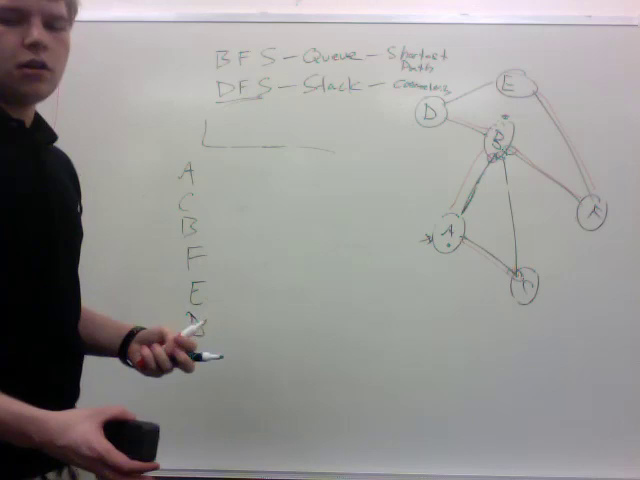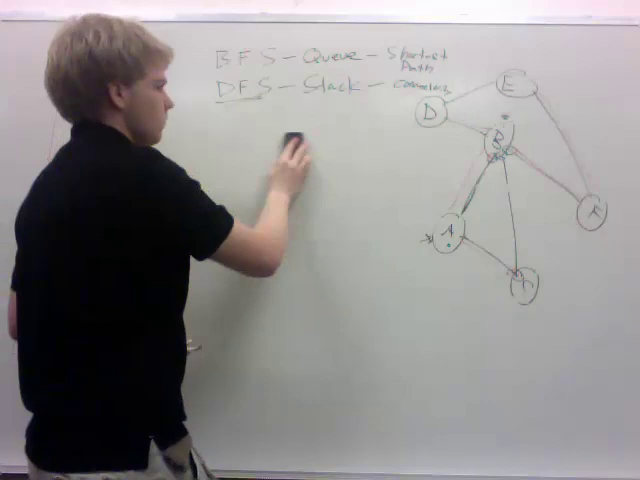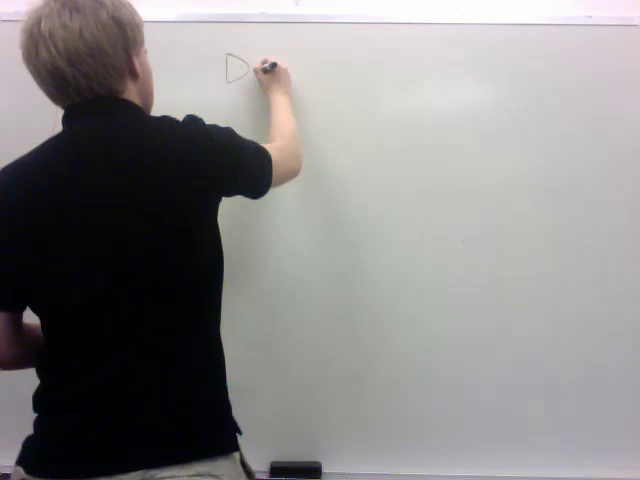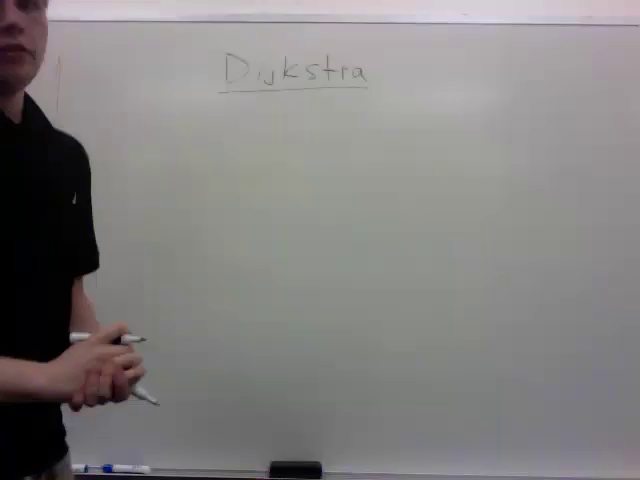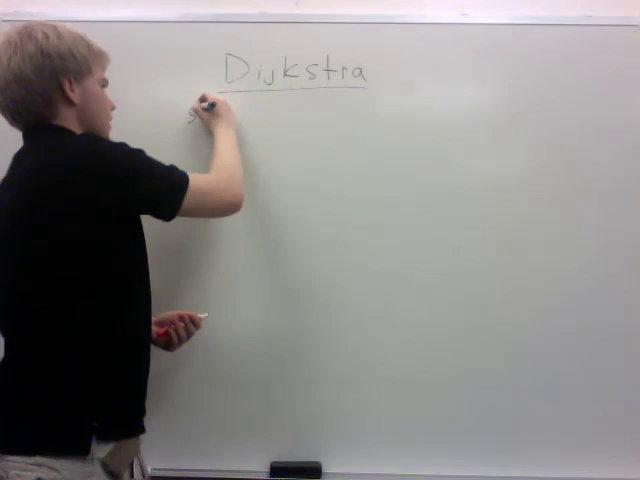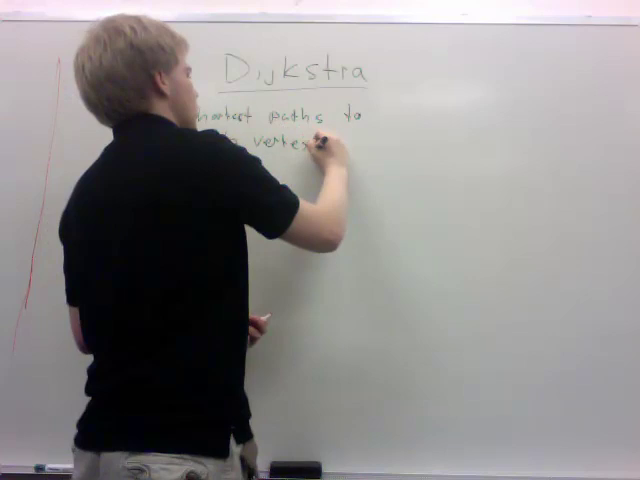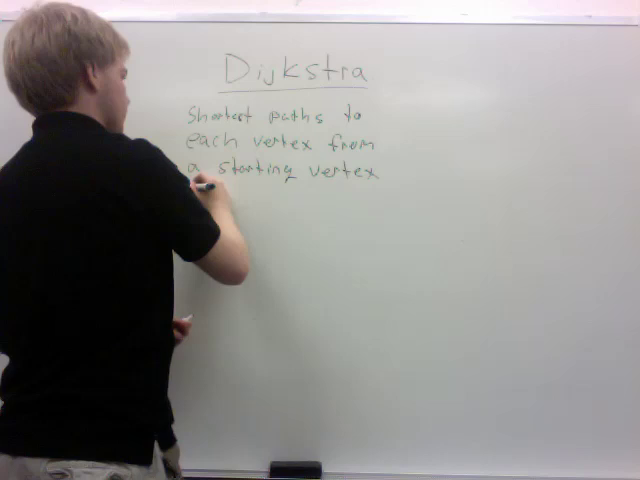So all of this should have been review up to this point. So now I'm going to go over a new algorithm that you haven't seen. I'll go over Dijkstra's algorithm. So what Dijkstra is going to do is it's going to find the shortest paths to each vertex from a starting vertex in a weighted graph.